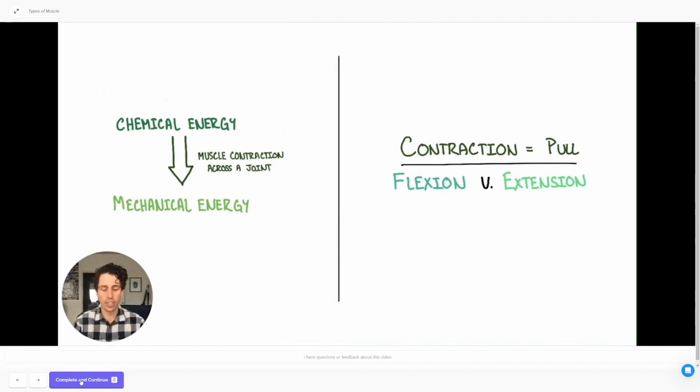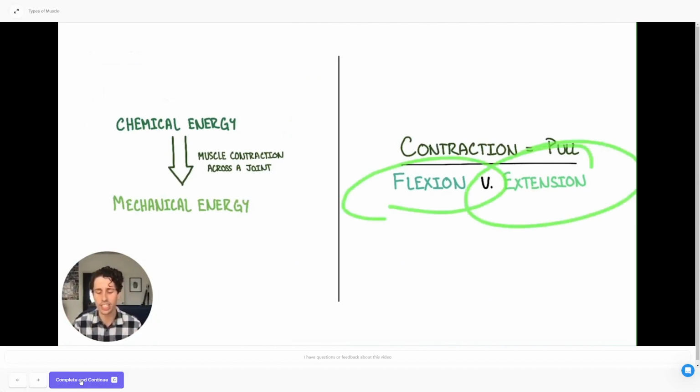And then also with the contraction, what exactly is a contraction? So a contraction is going to be moving one bone closer to another bone by pulling across that joint. And so we have different types of movement. We're going to have flexion and extension.